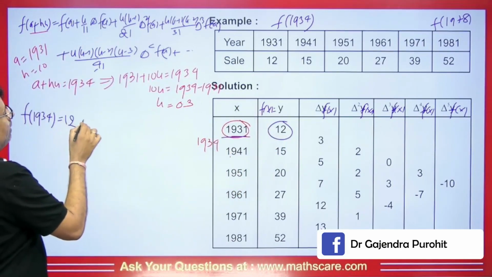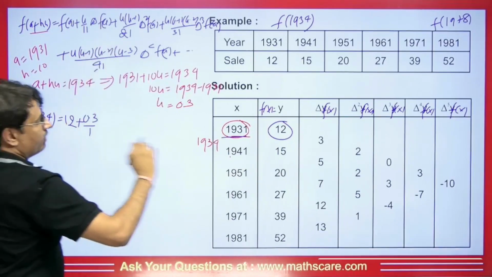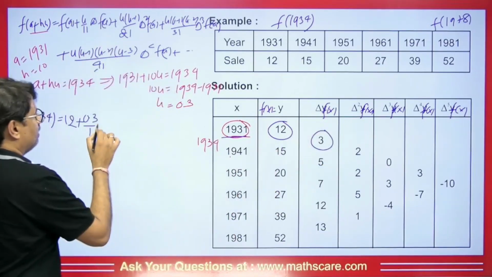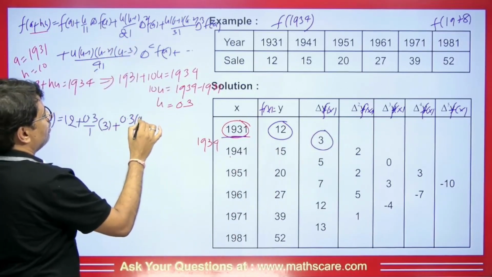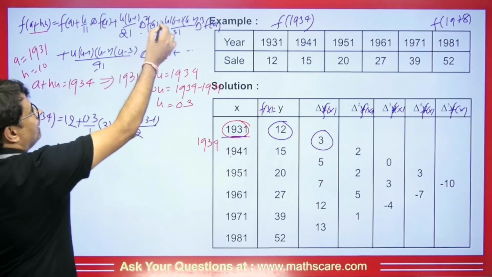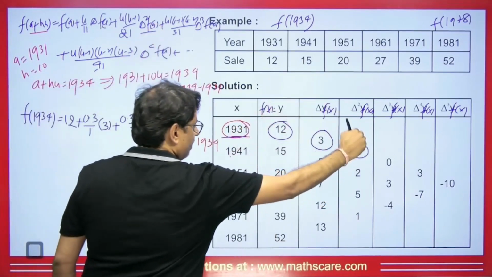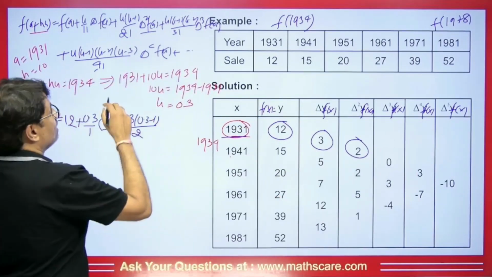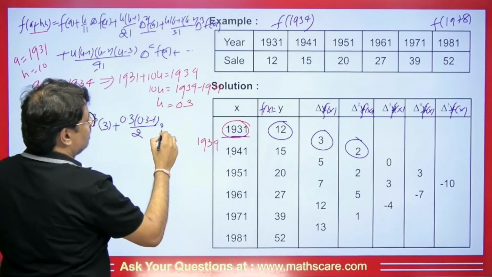So this would be 12 plus u. u, we have how much? 0.3 upon 1 factorial, del f(a), this will come as del f(a) here. Plus here u, that is 0.3 minus 1 upon 2 factorial, that is 2, and this will come del square f(a). So here we have this value, what will it be? Del square f(a), its value we have here as 2.